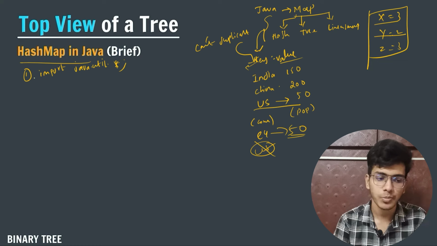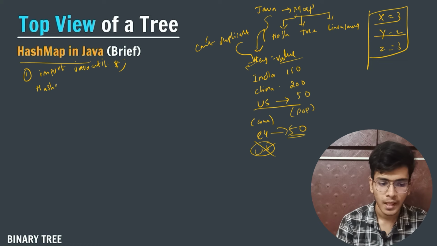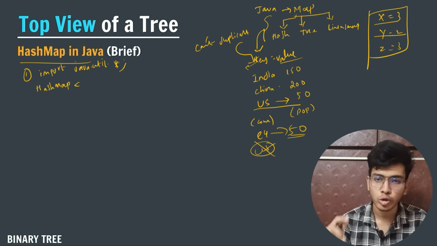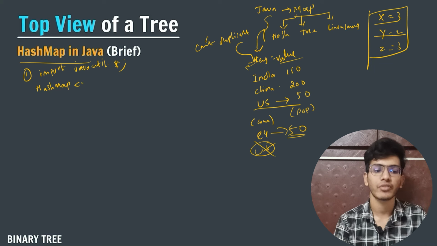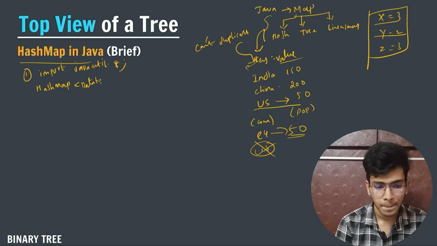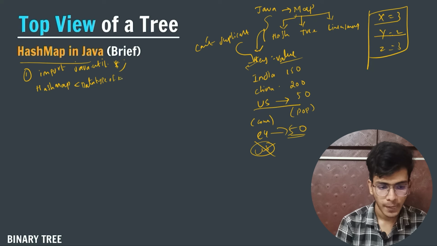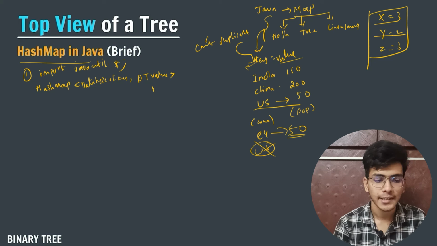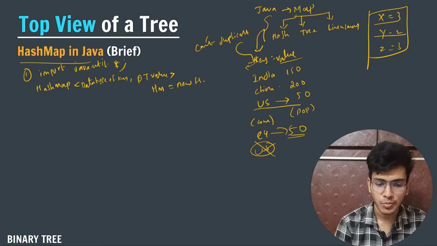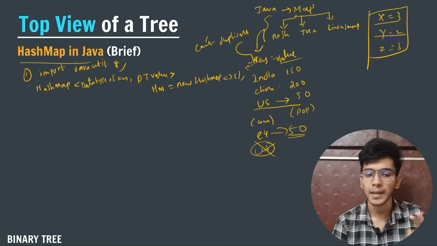Similarly, to create HashMap, I will write HashMap, and after that I need to store the key value pair. So for key I need to declare the data type of key, comma, data type of value, after that the closing angular bracket, after that my name, let's say that I am giving HM as my HashMap name, equals new HashMap. This is how I can create a HashMap in Java.